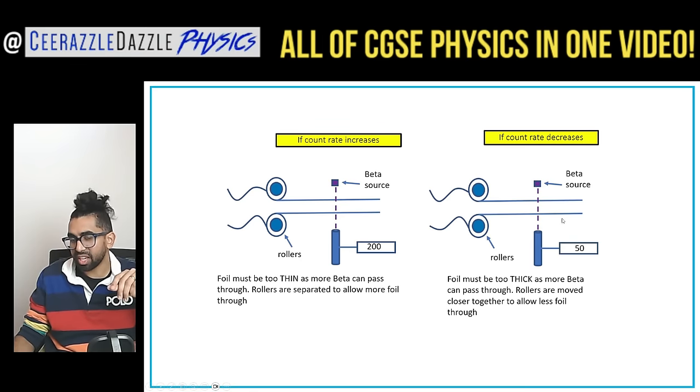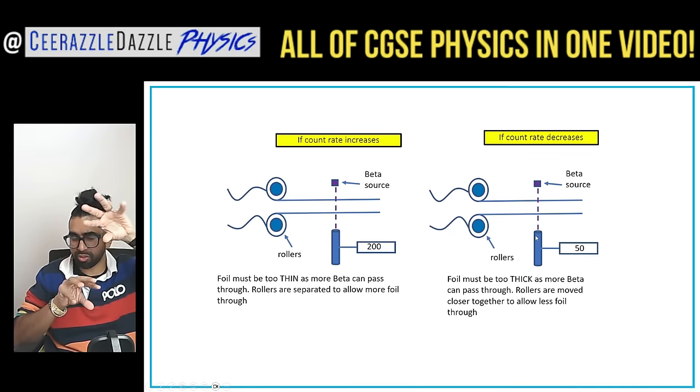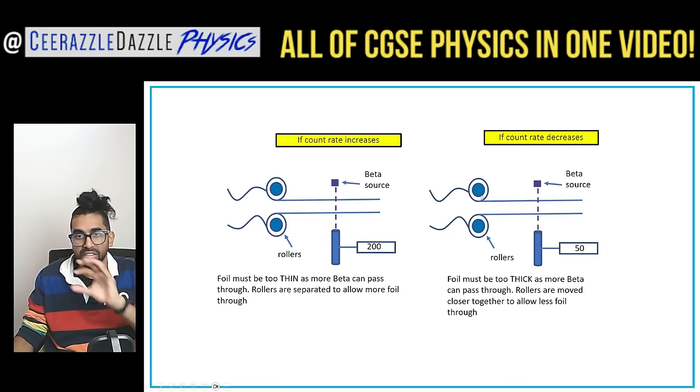And what about this one over here? Let's say that the count rate drops down too much. Obviously, if the count rate drops down too much, that means it must be too thick in the middle. That's why less beta particles can pass through. And therefore, if it's too thick, you can move the rollers closer together to squash it to make it thinner.